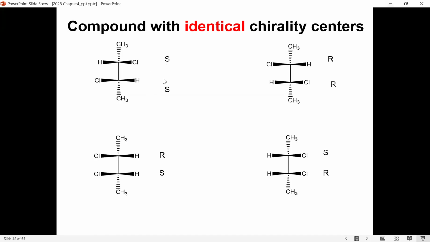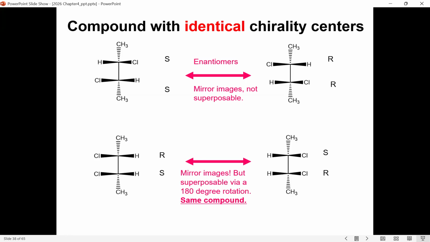So S S, R R, and then R S and S R. The S S and R R are definitely enantiomers of each other. But the bottom one actually is not an enantiomer pair. In reality they are the same compound, the same compound, okay?